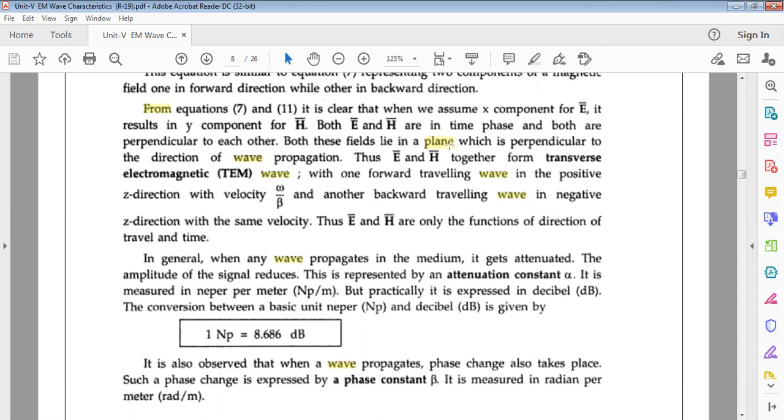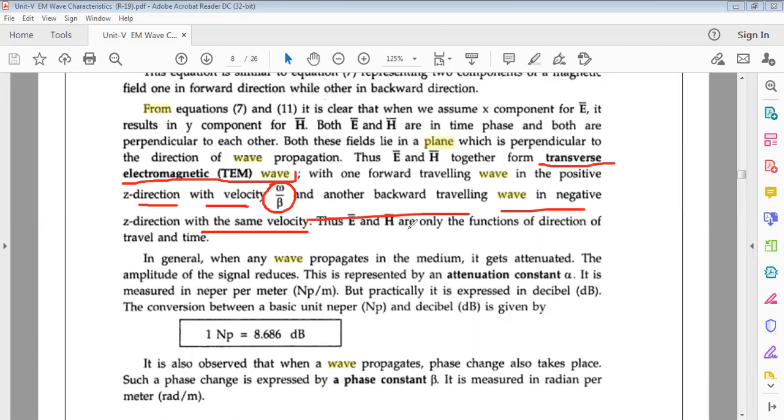Both these fields lie in a plane which is perpendicular to the direction of wave propagation. Thus, E bar and H bar together form a TEM, transverse electromagnetic wave, with one forward traveling wave in the positive Z direction with velocity ω/β, and another backward traveling wave in the negative Z direction with the same velocity. Either it is backward or forward, the velocity is the same.